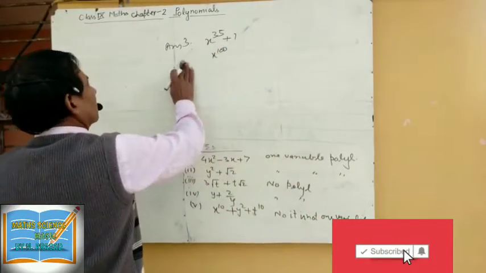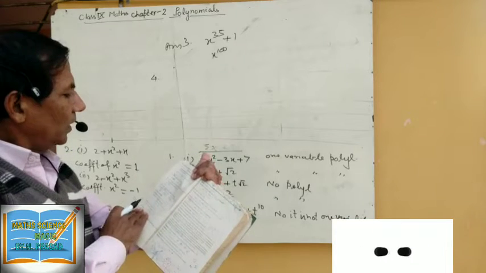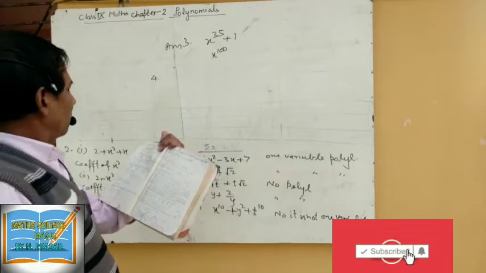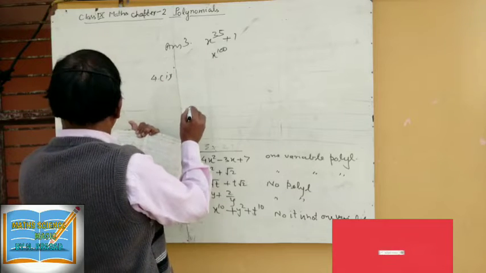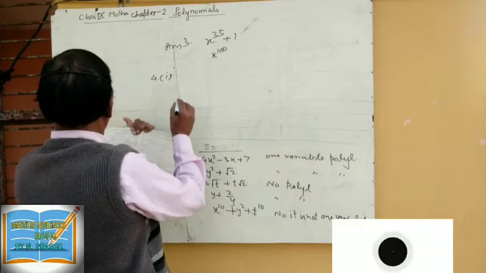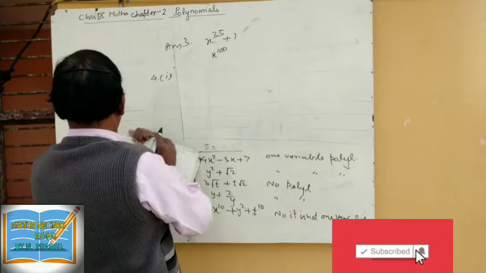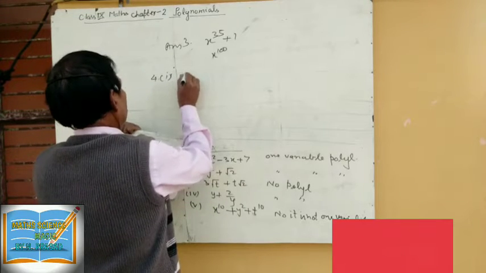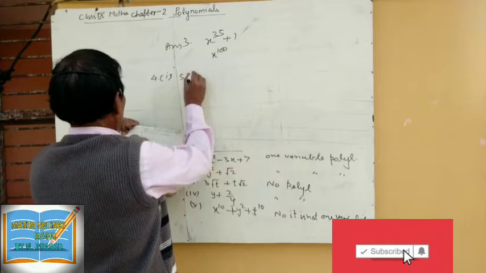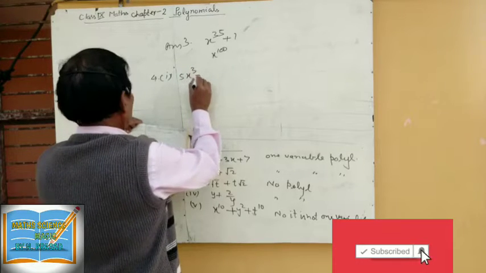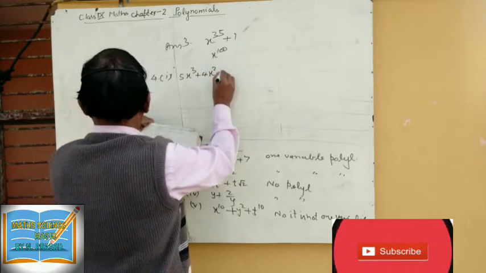This is the answer to the third. And for the solution of the fourth question: write the degree of each of the polynomial. The first part of this question: we have to find out the degree of each polynomial. I have already explained it. I think you will be able to answer this question.